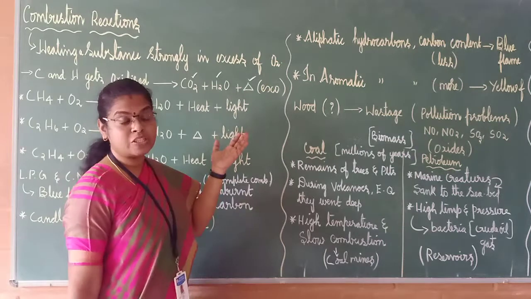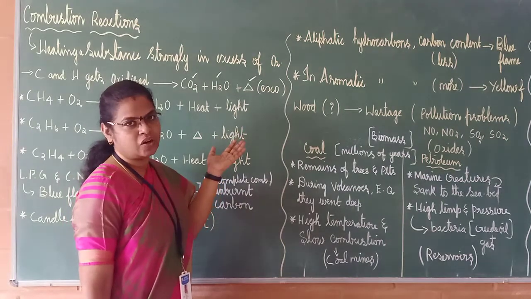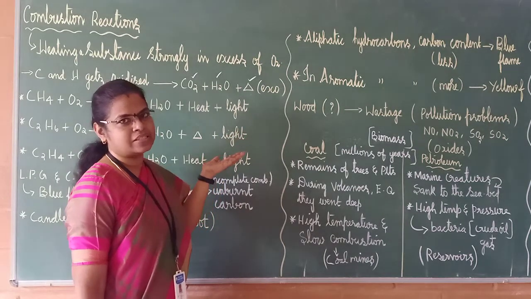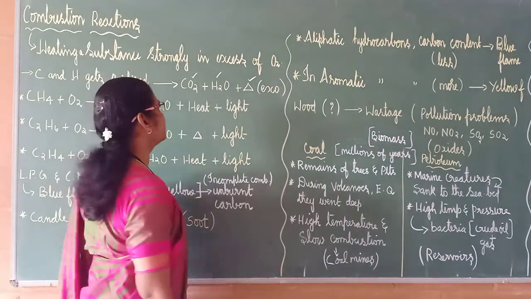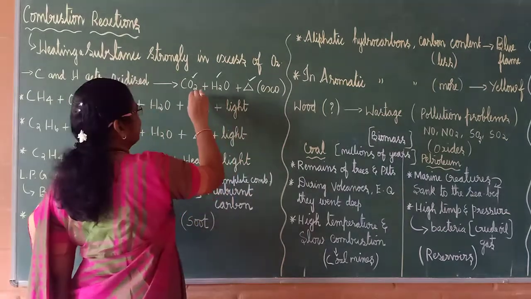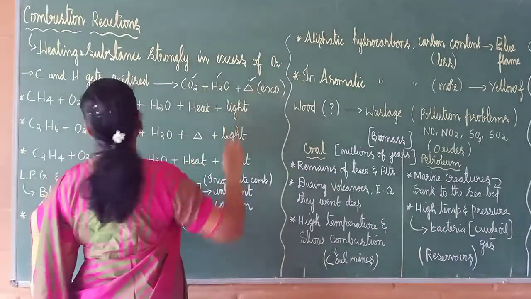When enormous heat is produced, we have studied what the reaction is called? It is exothermic reaction, right? It is called exothermic reaction. So these are the four things we will get: carbon dioxide, water, heat and light.